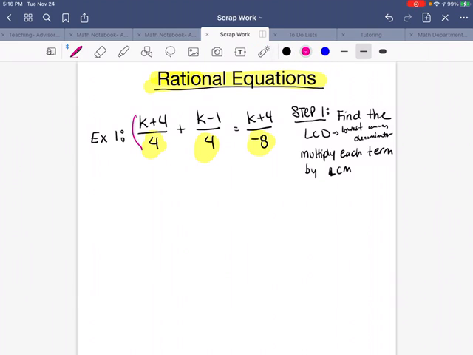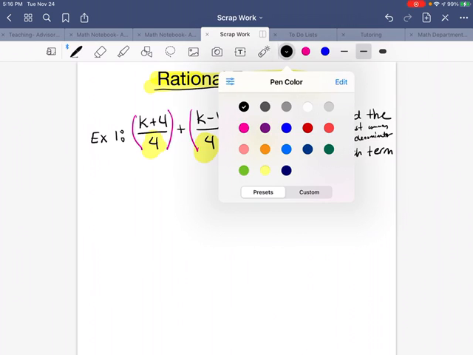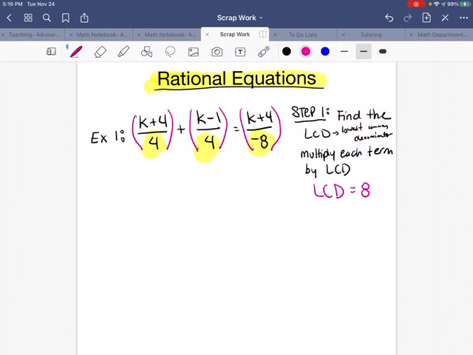We put parentheses around every single term, and then I'm going to multiply by the lowest common denominator, and that should say LCD, not LCM. Okay, so the LCD is 8. So we put an 8 outside each one, but don't multiply just yet because we hate fractions. Let's get rid of them. So step 2, we're going to divide the lowest common denominator by each denominator.